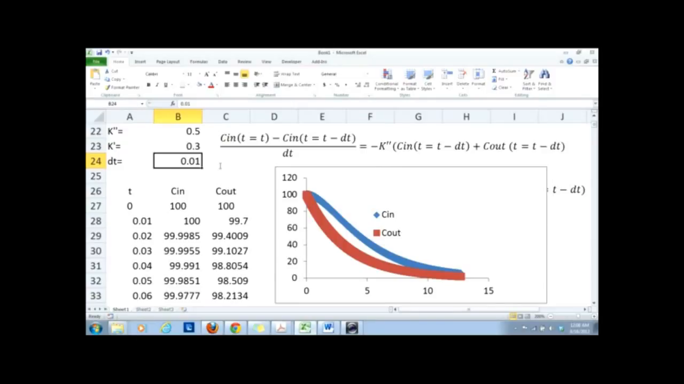So for the differential equation, I don't need to use algebra or calculus to solve this. I'm just using a simple method to solve the differential equations and come up with the pattern, and with the parameters I can change the patterns here.